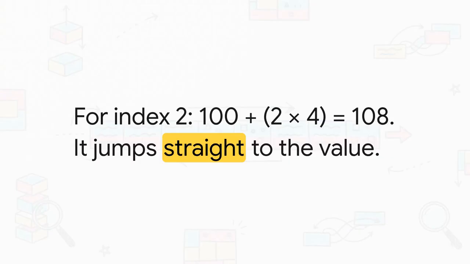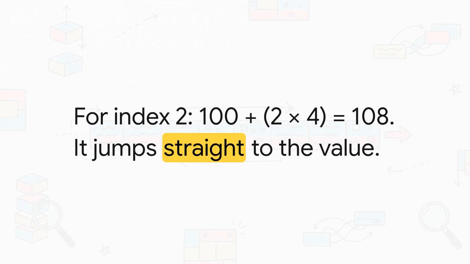Let's put some real numbers to this to see how cool it is. Imagine we have an array with the values 5, 12, 8, 21, and 3. Let's say this array starts at memory address 100, and each number takes up 4 bytes of space. If we want to find the value sitting at index 2, the computer just does the quick math.